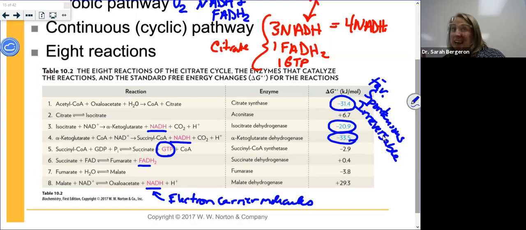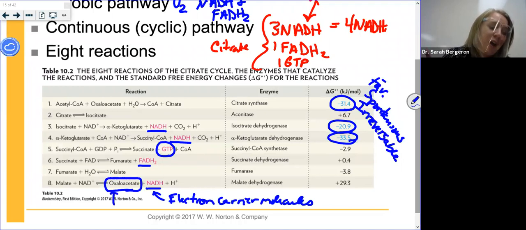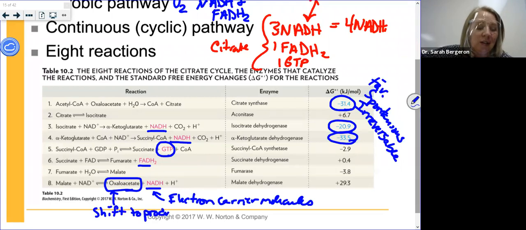That's kind of high. But here's how the cell makes this happen: this product does not sit around for long. So the cell immediately uses it in something. And if you use it up, what's going to happen? You're going to have a shift to the products, right? And then that's going to make the reaction go. So you can overcome that positive delta G value, right?